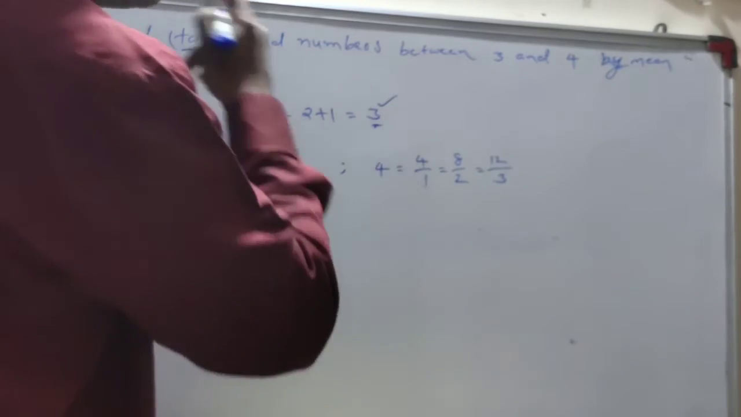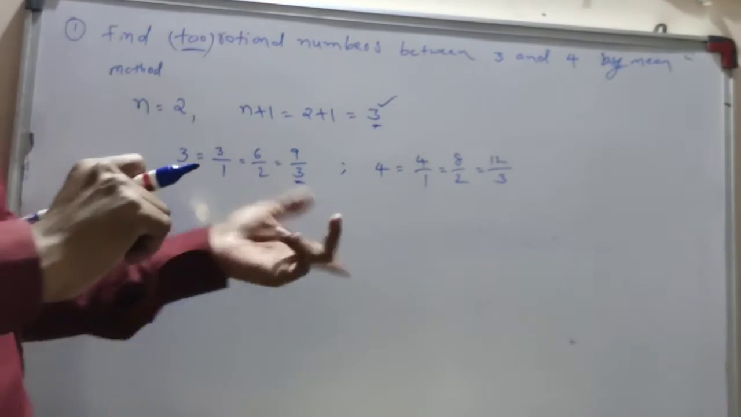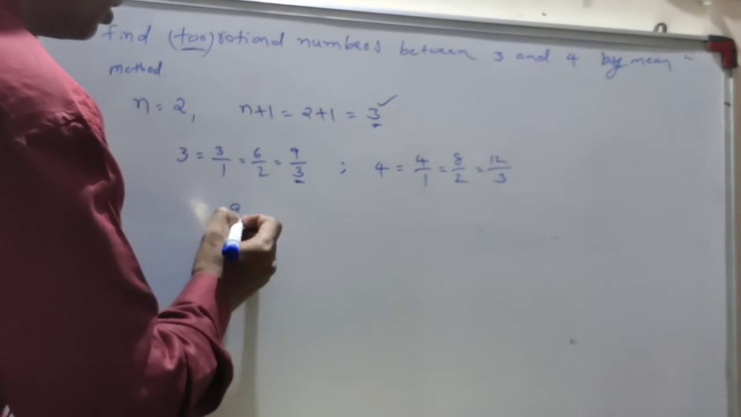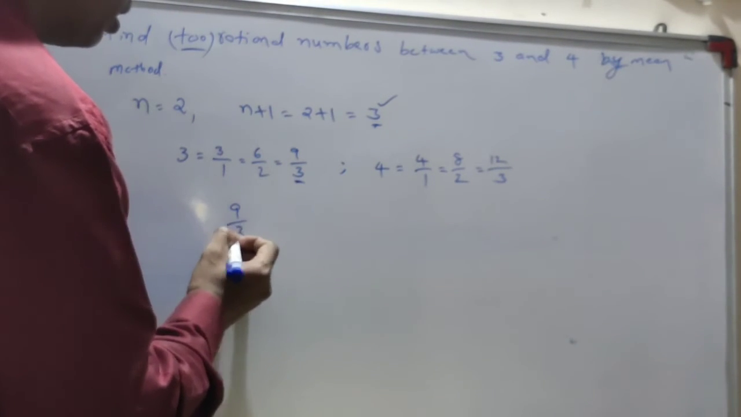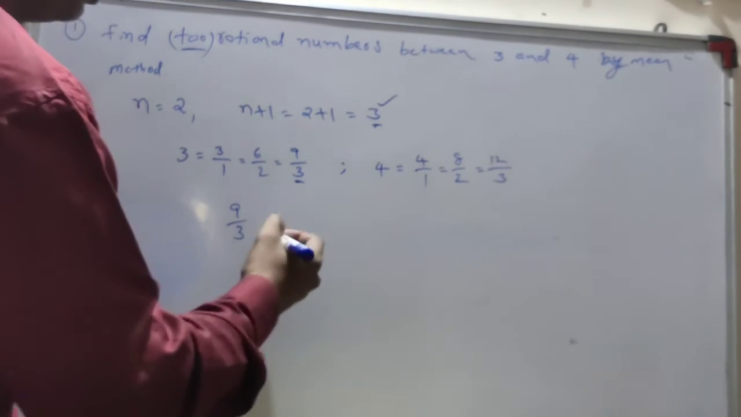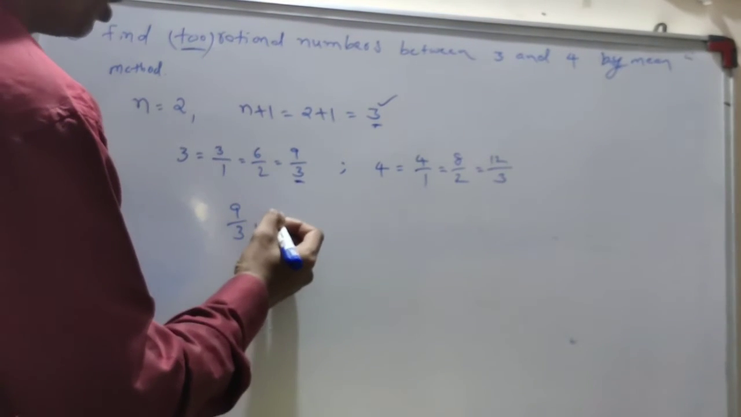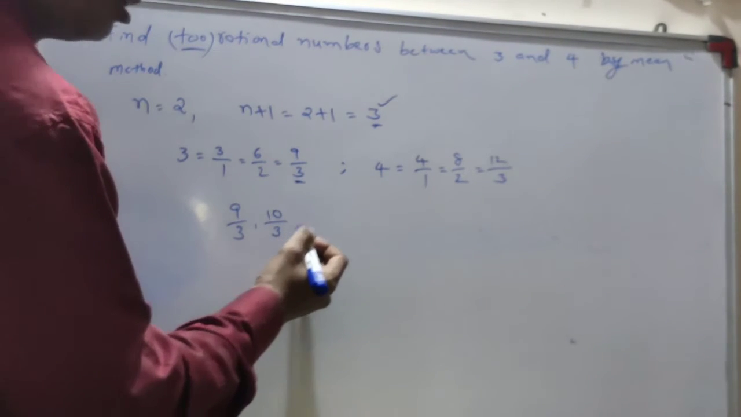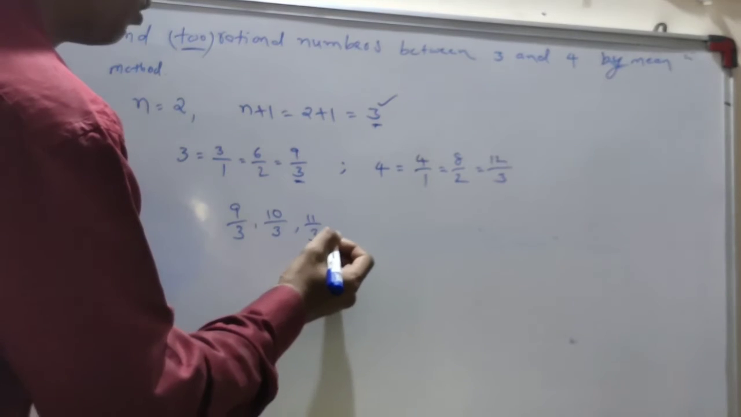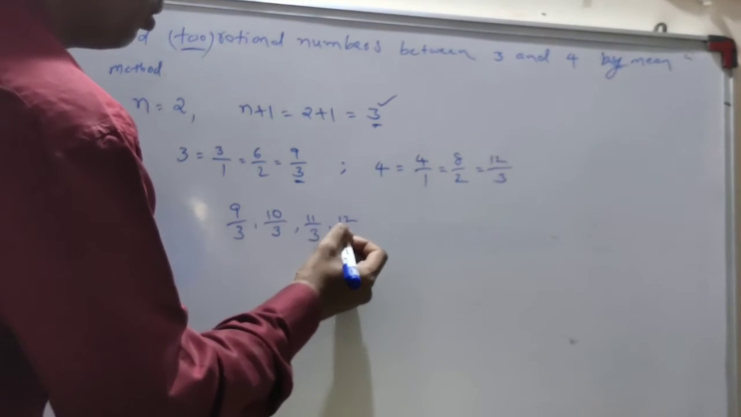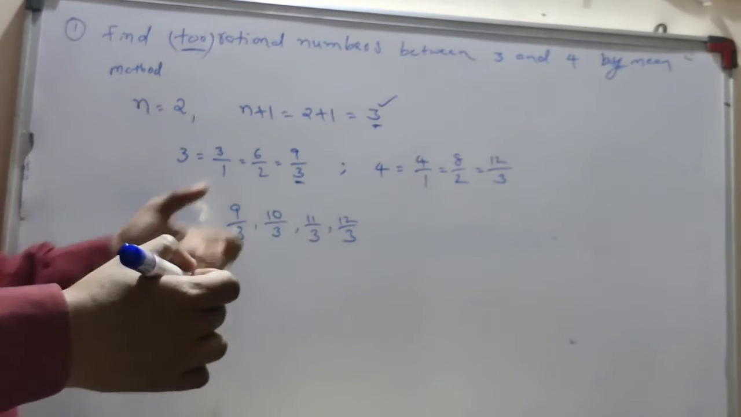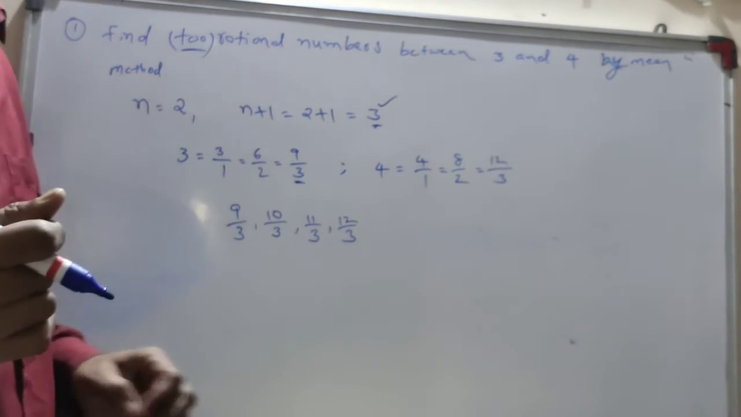So here, by using 3 as a denominator, we can make it 12 by 3. Now, to write the fractions in between 9 by 3 and 12 by 3, we must follow it like this. After 9 by 3 you can easily write 10 by 3, and next you can write 11 by 3, and then simply we get 12 by 3. So we got two rational numbers in between 9 by 3 and 12 by 3.